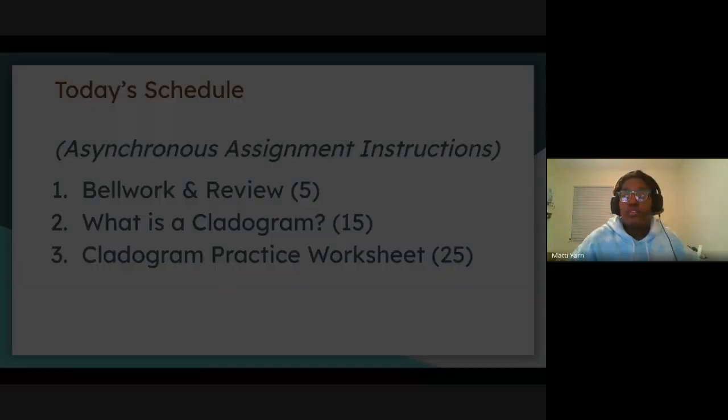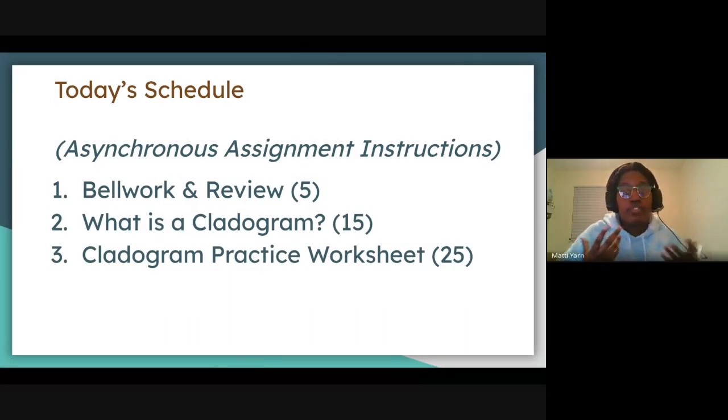So just the quick schedule for the day, I'm going to briefly go over the asynchronous assignment instructions for whatever day that you are learning asynchronously. And then we'll have a quick Bellwork and review. We'll go over what a cladogram is, and then we'll work on practicing with the worksheet.